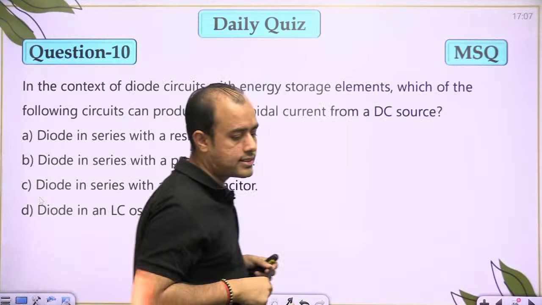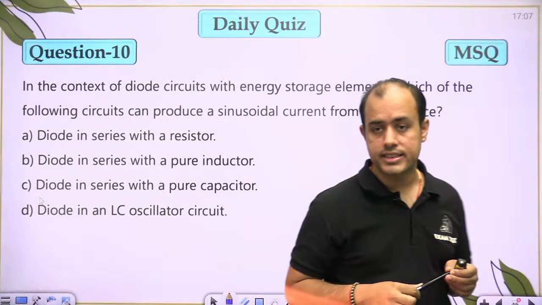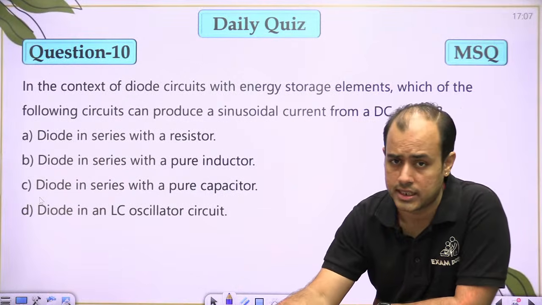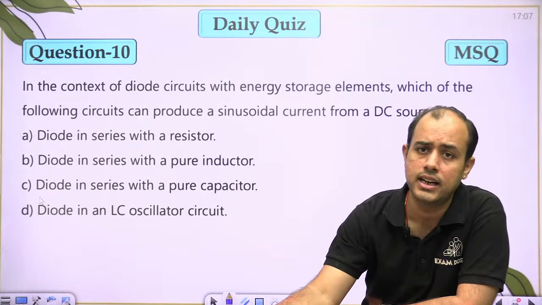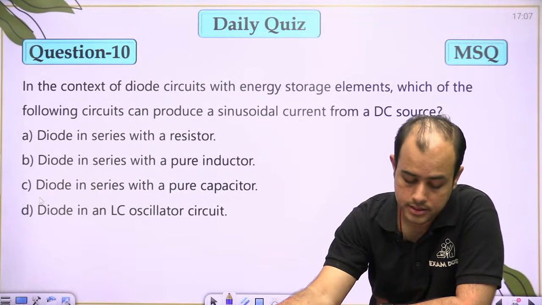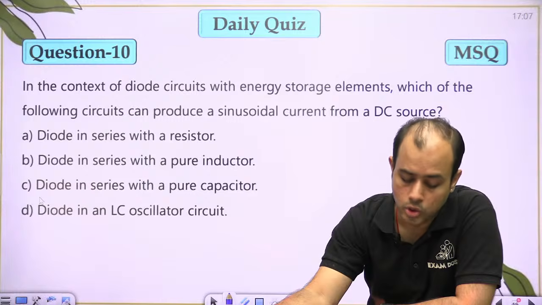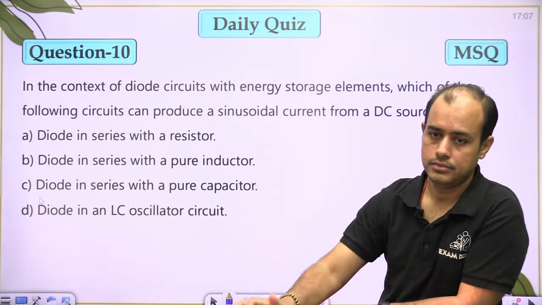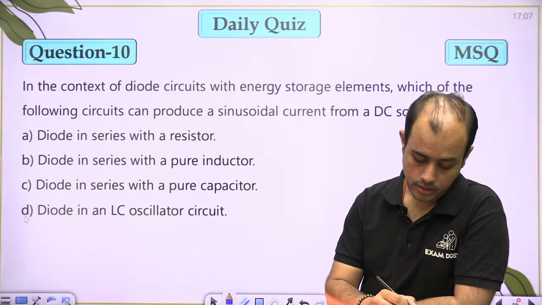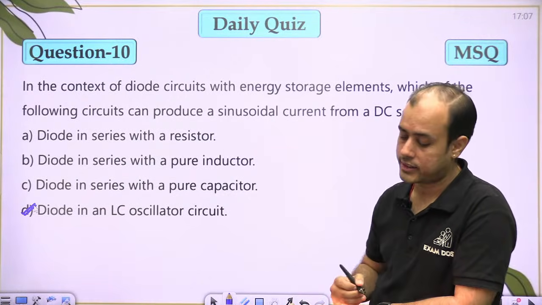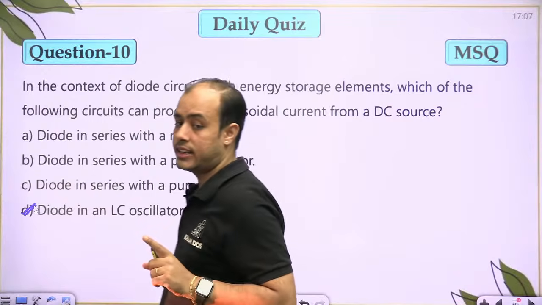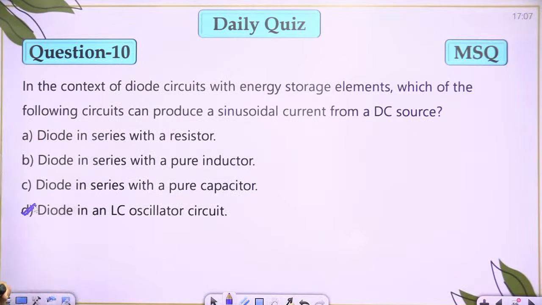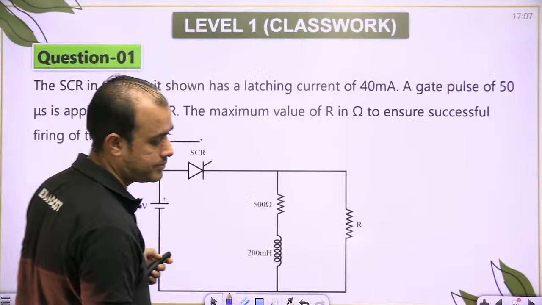In the context of diode circuit with energy storage element, which circuit can produce a sinusoidal current using a DC source? Only the LC oscillator. An LC oscillator produces sinusoidal current and voltage even though the supply is DC.